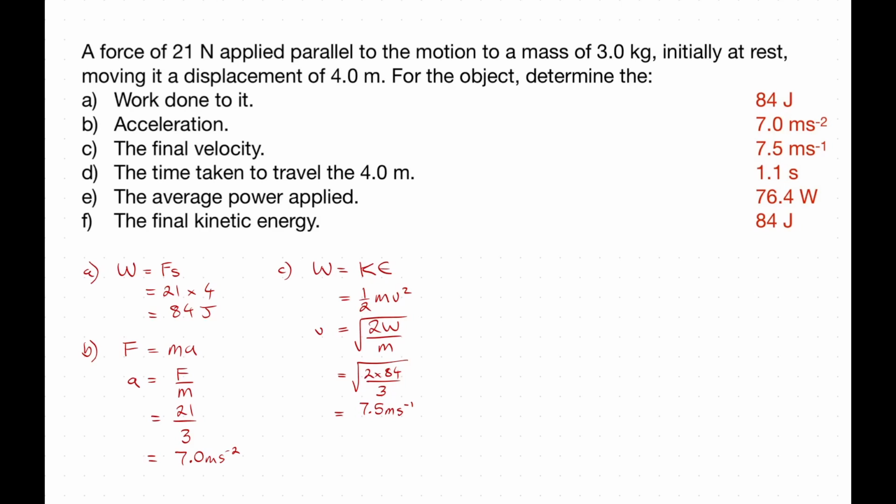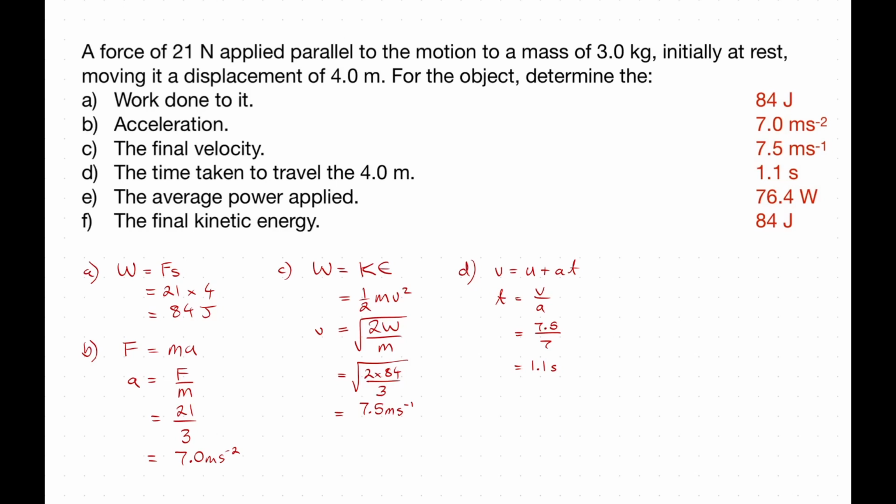So for D, the time taken, well, we have a final velocity, we also have an initial velocity, we have an acceleration, so therefore we can find time by v equals u plus at. Our u is equal to 0, so our t is then going to be equal to v over a, which is going to get us 7.5 divided by 7, which is then going to equal 1.1 seconds, being rounded.